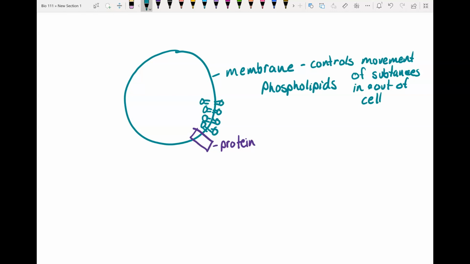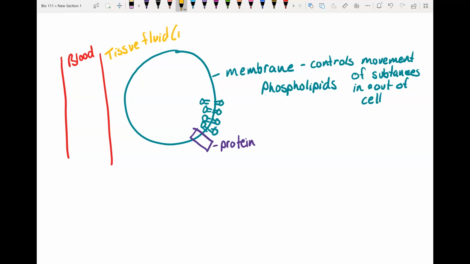So you have your blood, and then you also have your tissue fluid. Tissue fluid is also called interstitial fluid. And substances move back and forth. So let's say, for example, you eat. When you eat food, you get glucose in your blood. That glucose then has to move from your blood into your tissue fluid, and from your tissue fluid into your cell.